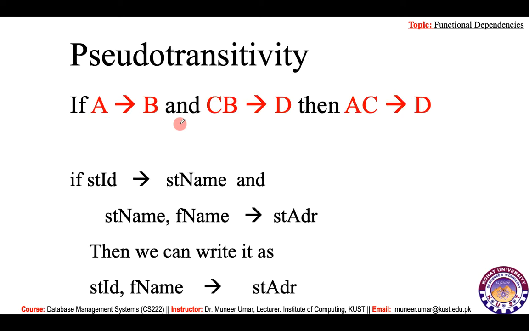Next we have pseudo transitivity. If A determines B and CB determines D, then AC will also determine D. So here if you look into these values, we can see that this B is replaced with A.